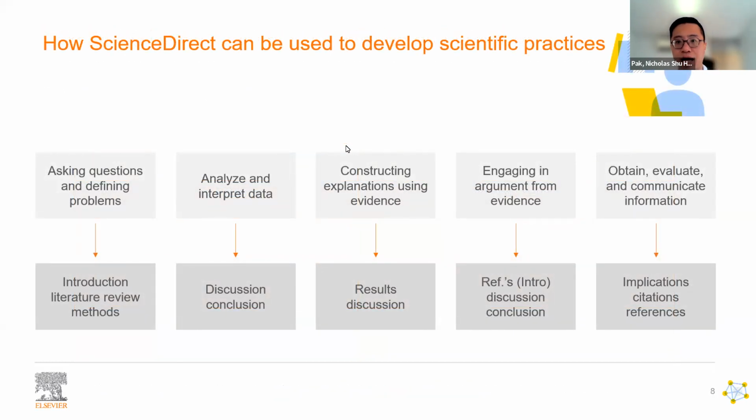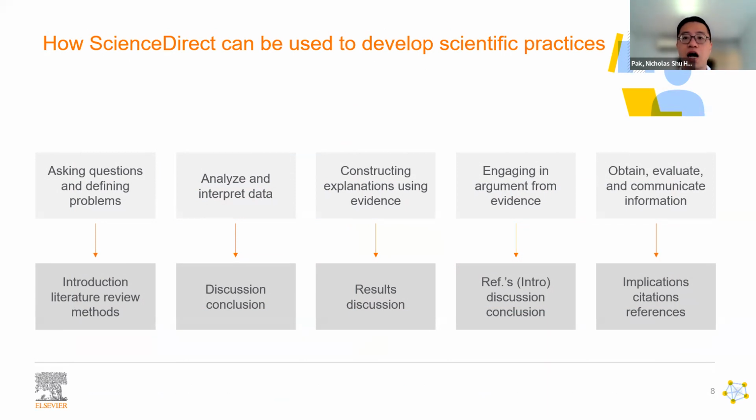So all this can actually come across when you're reading a research article, if you think about it. If you're asking questions and defining problems, you'll be able to identify this from the introduction, from literature reviews, as well as methods. You can analyze and interpret data, and you can have this through discussions and conclusions. If you want to construct explanations using evidence, you can take a quick look at the results and discussions.